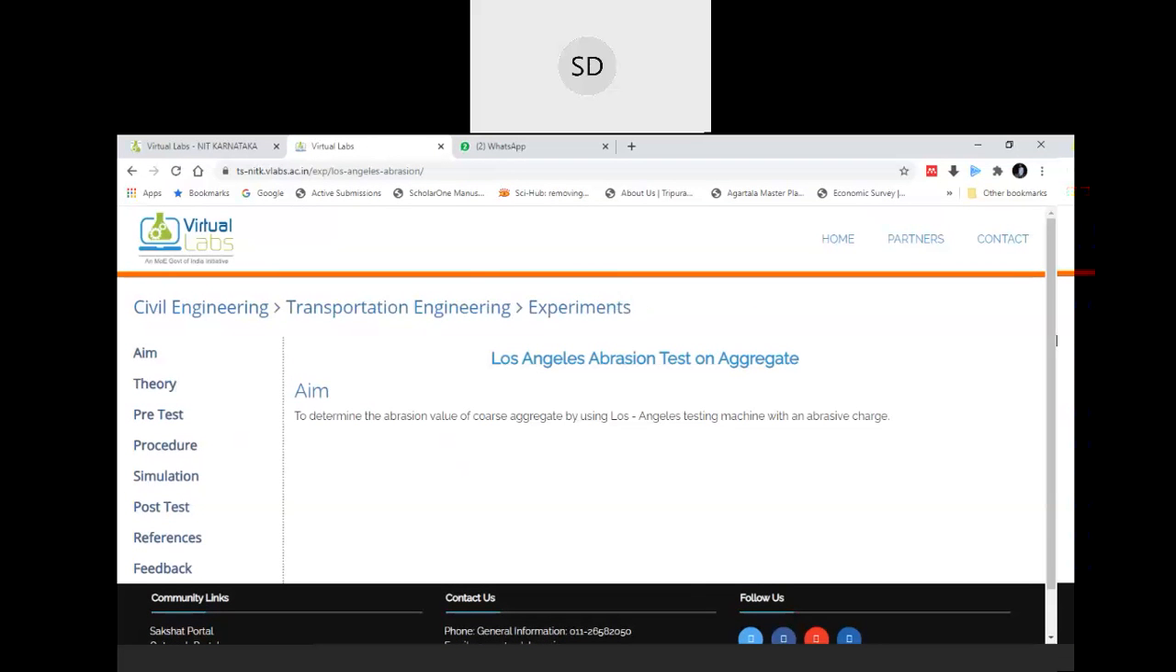Now let us start another test, that is the Los Angeles abrasion test. This Los Angeles abrasion test is conducted to estimate the hardness properties of the aggregate. Your crushing test was for the strength of the aggregate, the impact test is for the toughness of the aggregate, and the Los Angeles abrasion test is for the hardness characteristic of the aggregate.